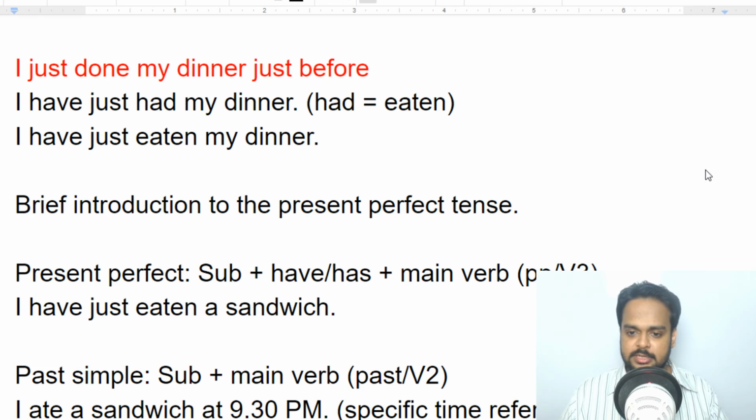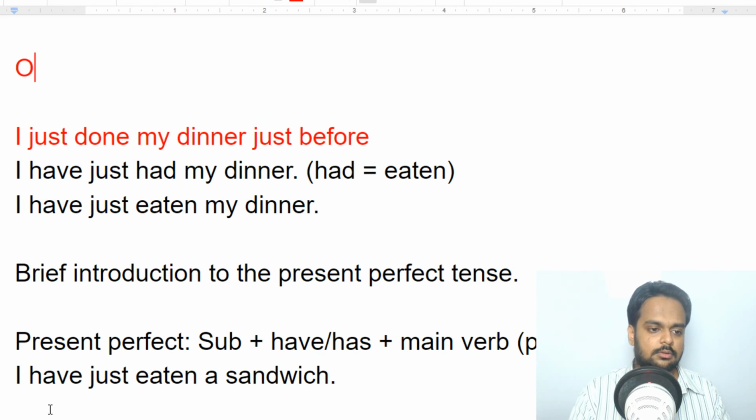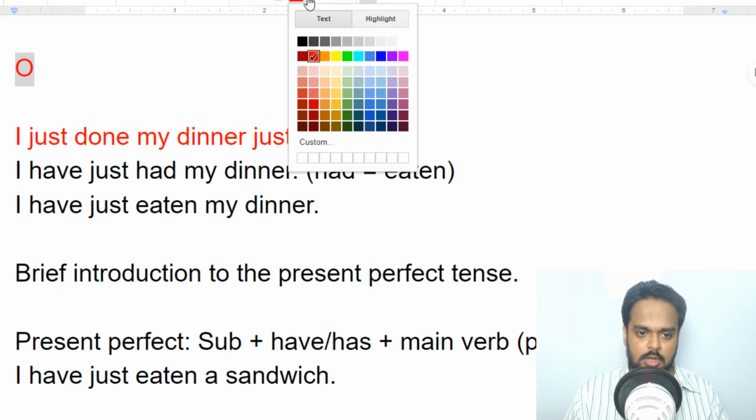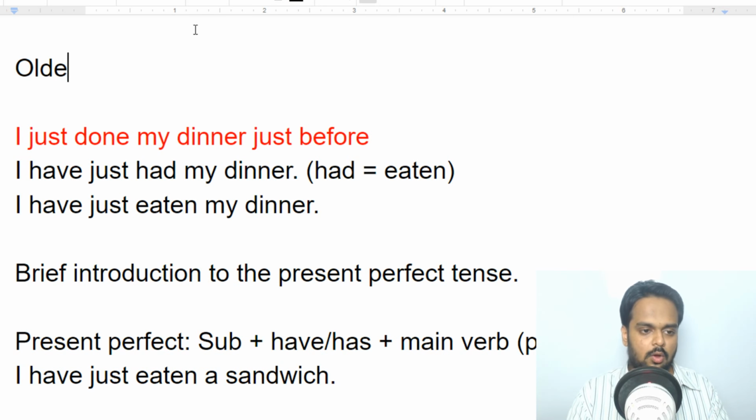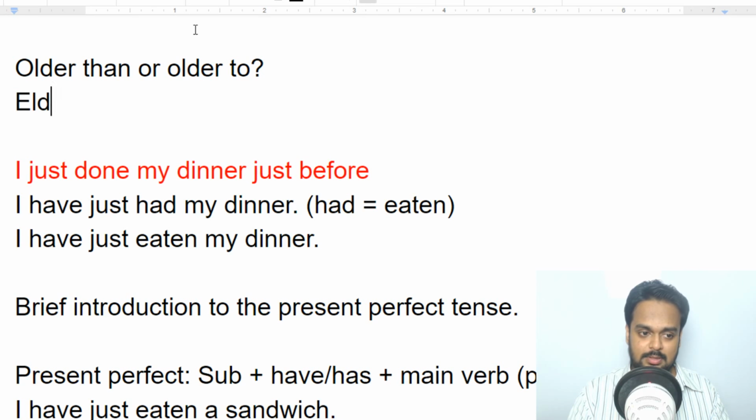Okay, Arjun has an interesting question. Is it older than... Let me change the font color here real quick. Older than or older to? Elder than or elder to?